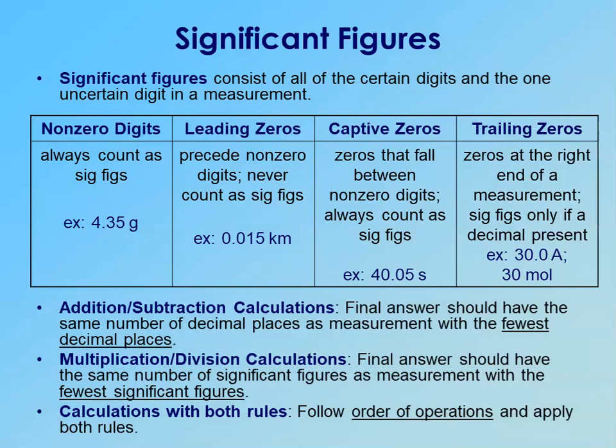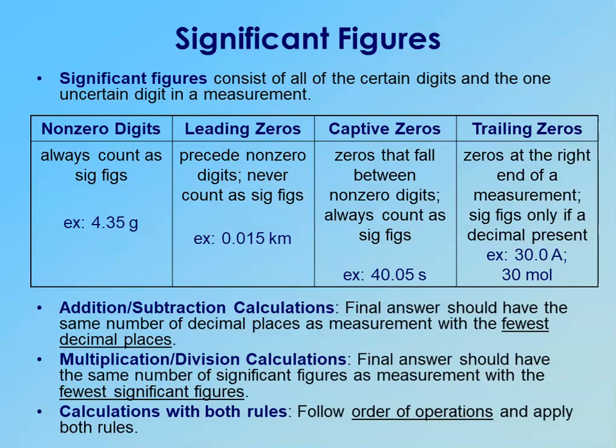As long as you have non-zero digits surrounding your captive zeros, the zeros that are stuck in between would count as significant figures. If you had $40.05 in your bank account, you don't want those zeros to fall out. You don't want your bank account to drop to 45 cents.